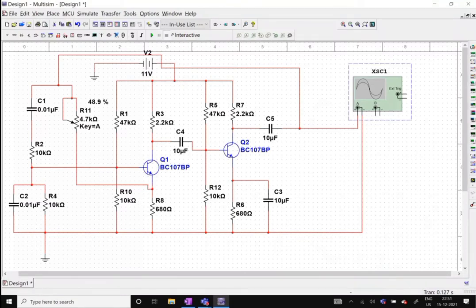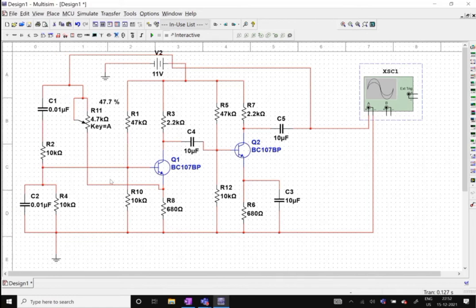This is the circuit diagram. Here 680 ohms is R4, and 4.7 kilo ohms is the potentiometer R3. Initially this value is some 47.7. That designed circuit is established by using this Multisim software.